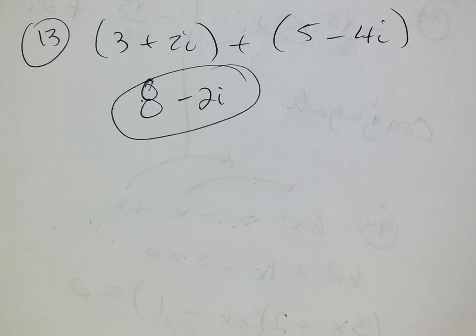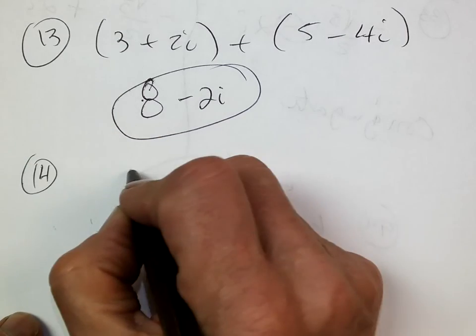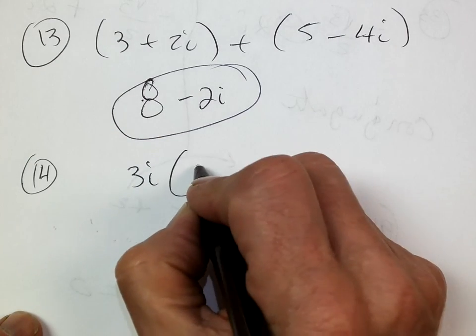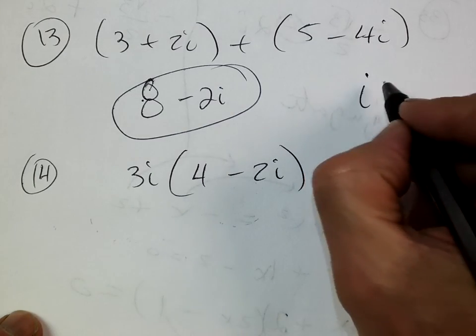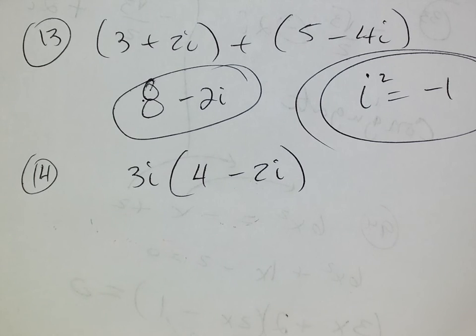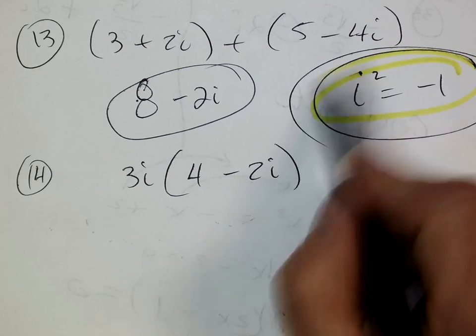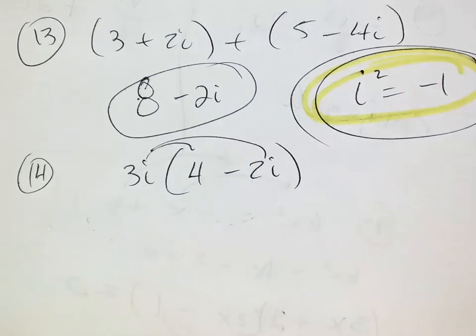Right? Okay? We can also do the distributive property. We can also do things like this: 3i times a 4 minus 2i. But before we do that, i squared is equal to negative 1. That's not a note card, but I need to remember that. If you were here on Friday, then we talked about that, right? So let's see how this works. This times this, right?